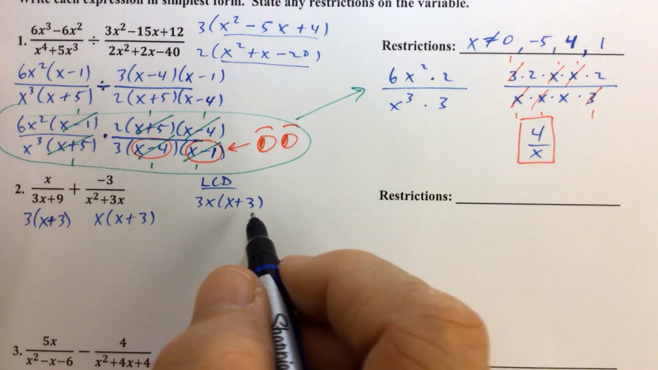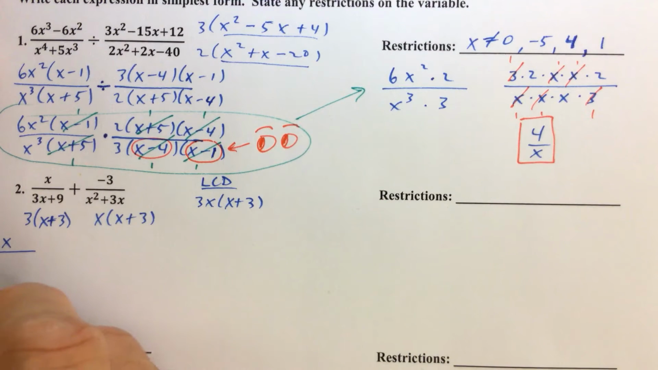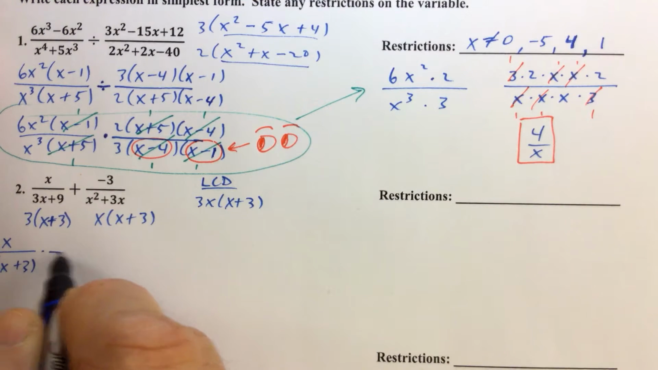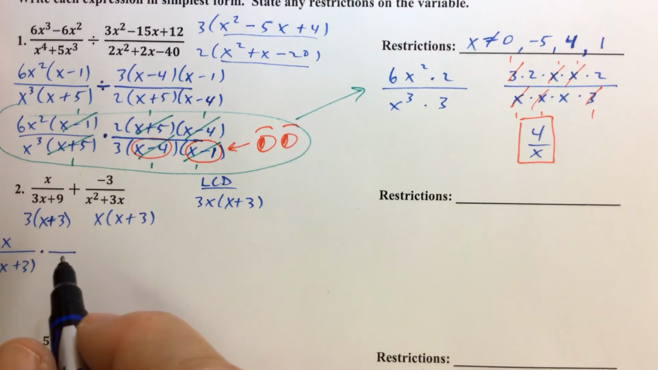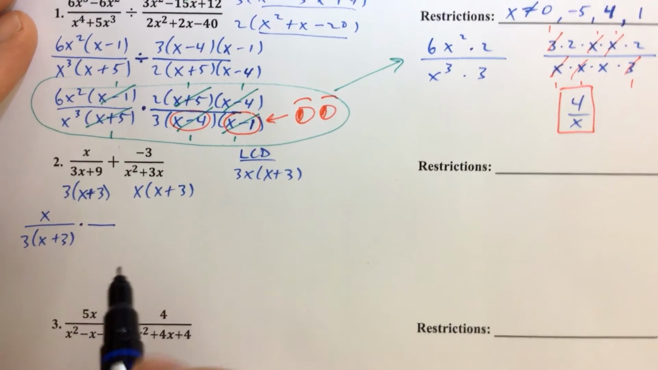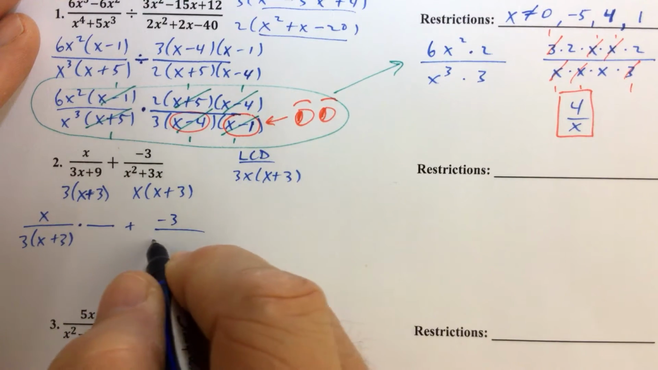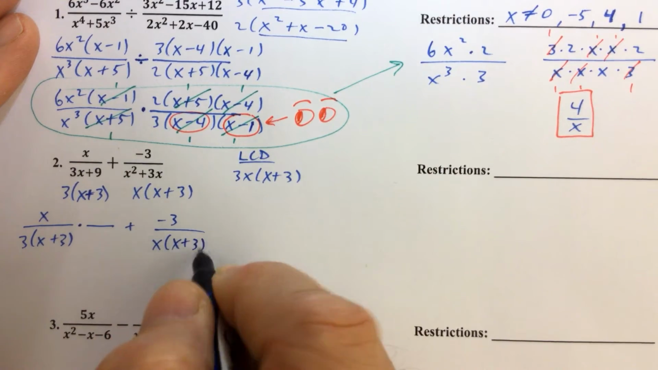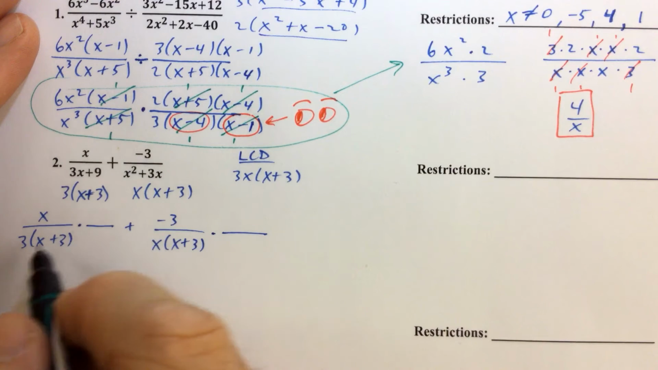Well, if that's our lowest common denominator, then what we want to do is take our first fraction and multiply it by 1, ultimately. Well, I'll get to that. Multiplying by 1, like I said, I'll get to that. Negative 3 over x times x plus 3. So, here's where I get to that.